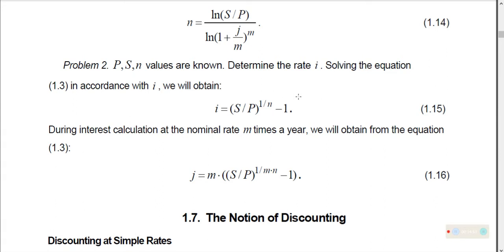So, solving the equations 1.3 in accordance with I, we will obtain I is equal to S over P raised to the power of 1 over N minus 1. Tapos, for nominal rate, meron tayong M times a year, yung mga quarterly, semi-annually, monthly. Yan. We will obtain from the equation 1.3, J is equal to M times S over P raised to the power of 1 over M times N minus 1. Okay?